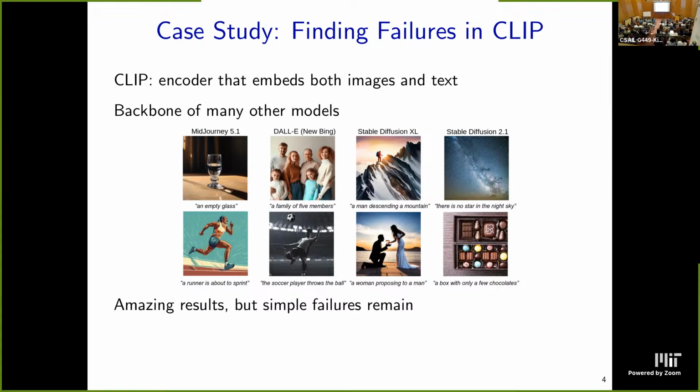CLIP is a model that is the backbone of many of these text-to-image models that you might be familiar with, like Stable Diffusion or DALL-E. And how does it work? It's an encoder that can encode both images and text, and that's why it's useful for these text-image models. And these models can do pretty cool things, right? If I say an empty glass, I get this image. If I say a family of 5 members, I get this image. A man descending a mountain, I get this image. And you get these really beautiful images and really amazing results.